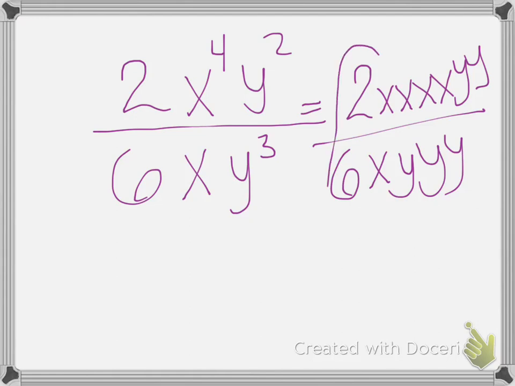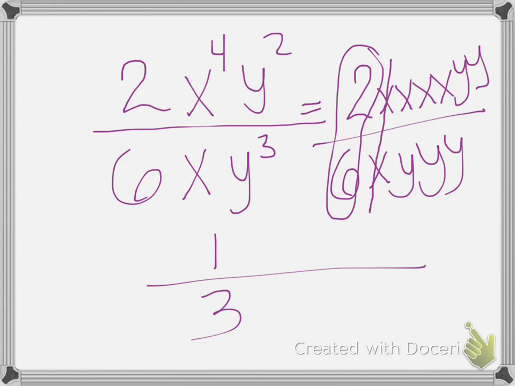Then the 2 and the 6 simplify to 1/3. And then the x over x, those simplify, those are gone, that's gone, that's gone. You have 3 x's on the top, so they stay on the top. You have 1 y on the bottom, so it stays on the bottom.